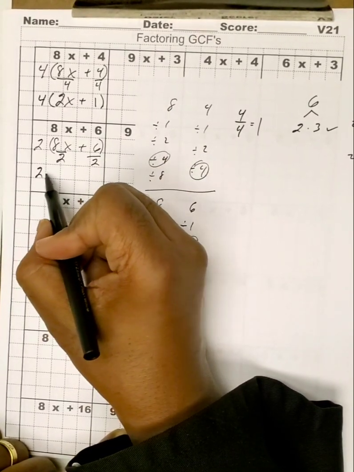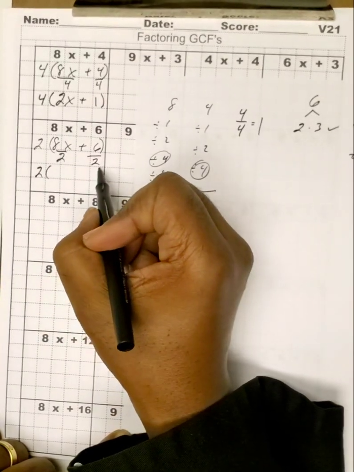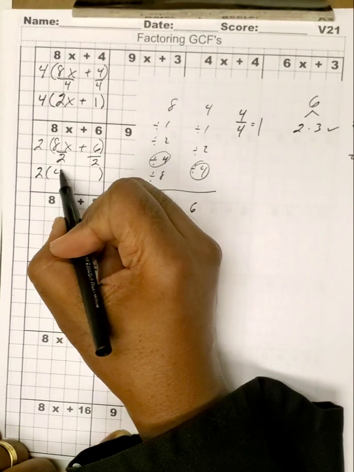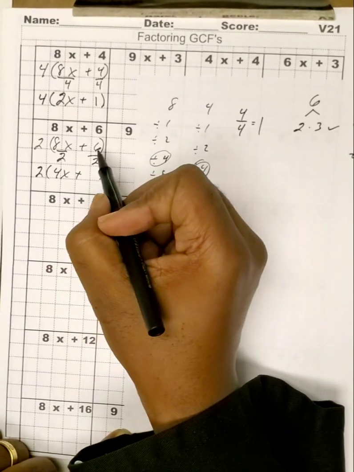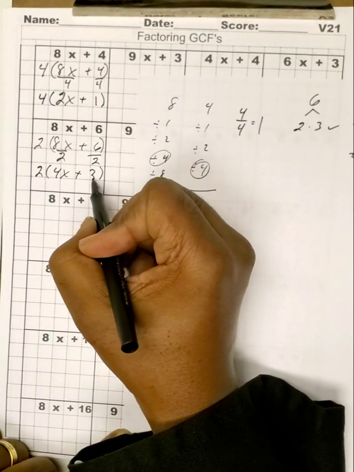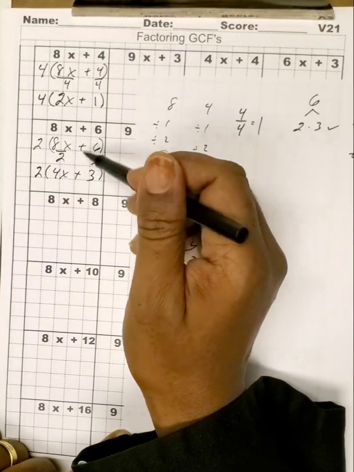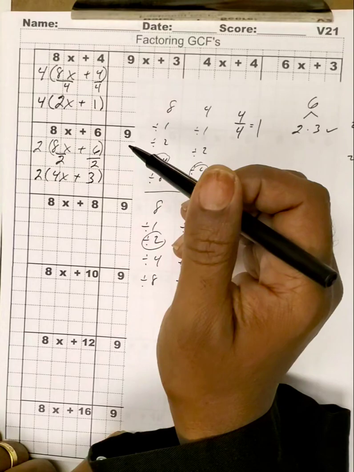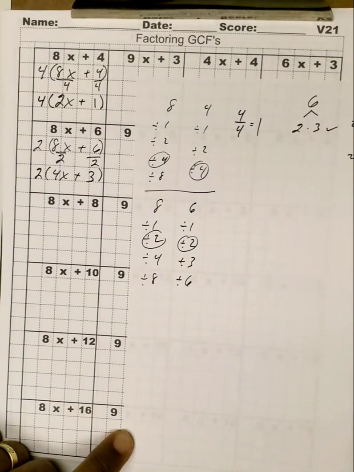So what we get is 2, and parentheses here. 8x divided by 2 gives us 4x, plus 6 divided by 2 gives us 3. And this is what the expression was before multiplication. 2 multiplied with a 4x plus a 3.